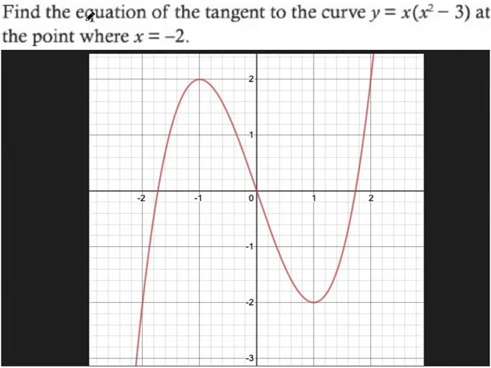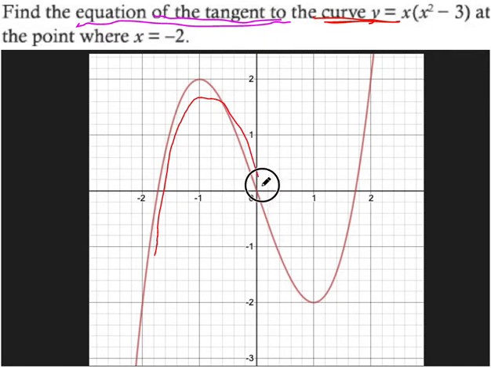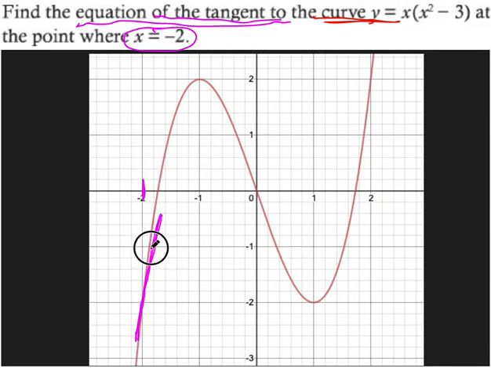So we want to find the equation of the tangent to the curve, a line equation to the curve. Now the curve in this case is this red thing here. This is the curve. So we want to find the equation of the tangent line to the curve at that point. And the point is when x is -2. So x is -2 here. So we're thinking somewhere around here. That's going to be our tangent line, maybe.